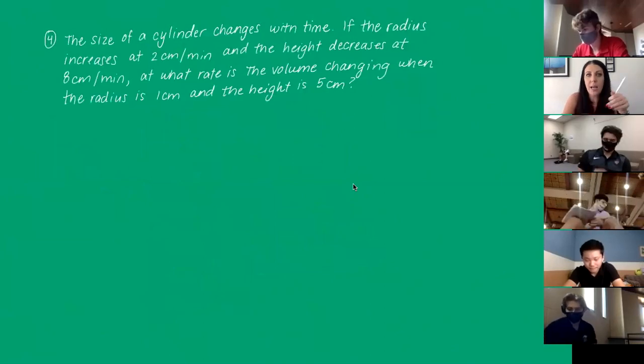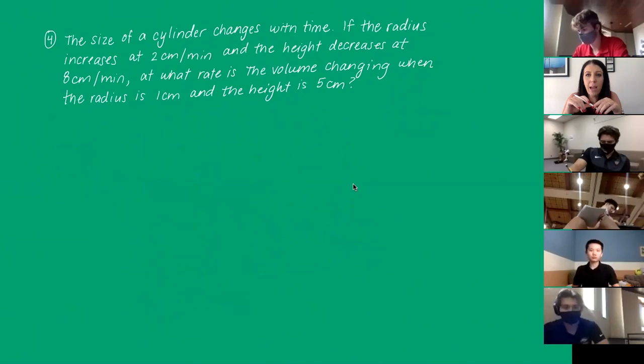Okay, let's go to the next one. So the next one says the size of a cylinder changes with time. If the radius increases at 2 centimeters per minute and the height decreases, so decreases is a very important word when we're talking about related rates. So it decreases at 8 centimeters per minute.